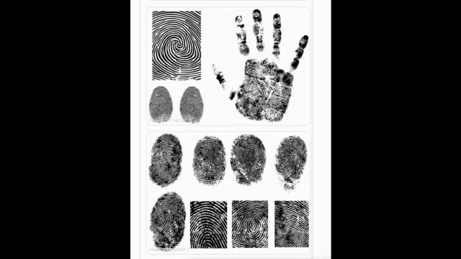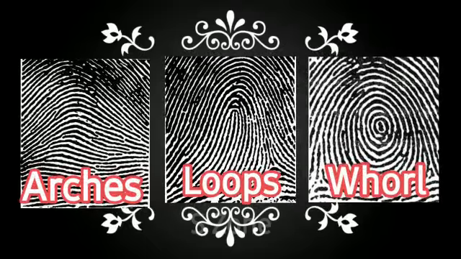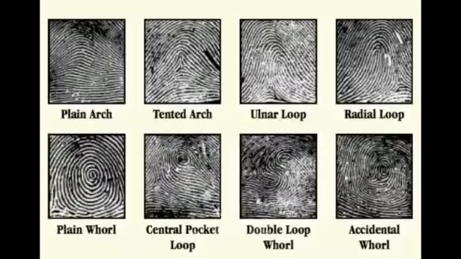Now, let's see something more interesting about fingerprints. There are three basic types of fingerprints, and these three have divisions too. The first type is arches, second one loops, third one whorls. Inside these you have subdivisions. The first one, plain arch.